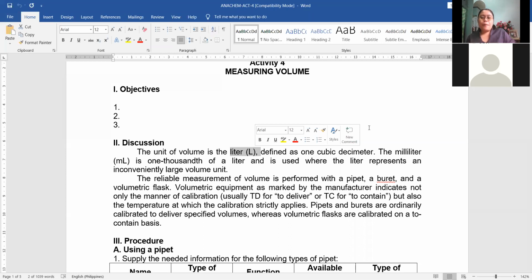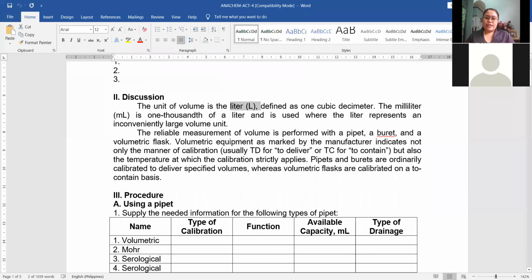Okay? So, yung pipettes and burettes are ordinarily calibrated para mag-deliver ng specified volumes. Yun mostly yung gamit ng ating burette and pipette, to deliver. Though meron din tayong to contain, but most of the time, we use the volumetric flask para mag-contain ng ating chemical. So, yun yung difference nilang tatlo.